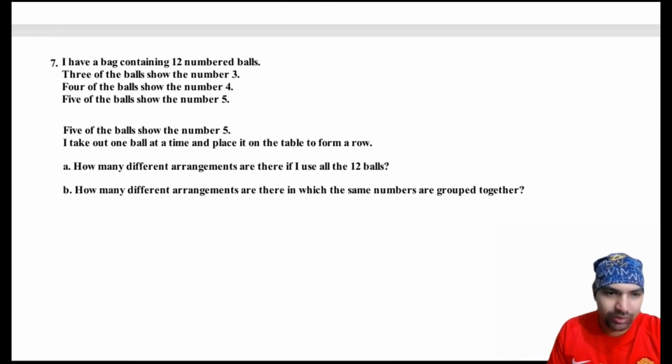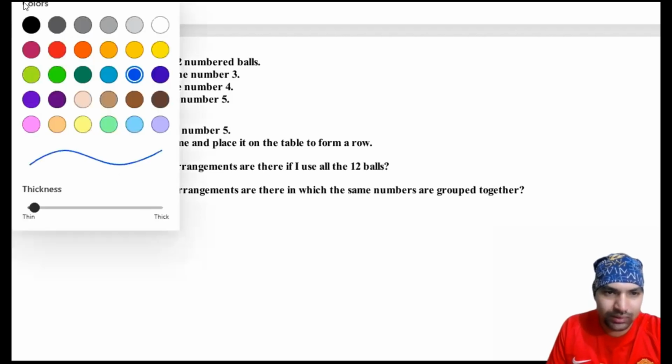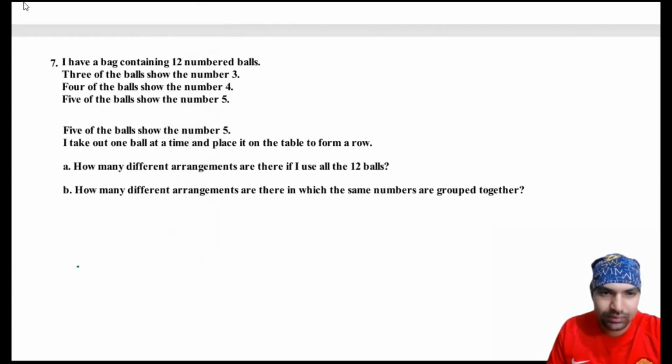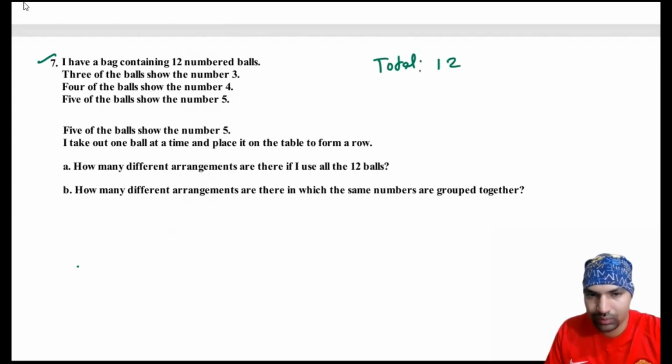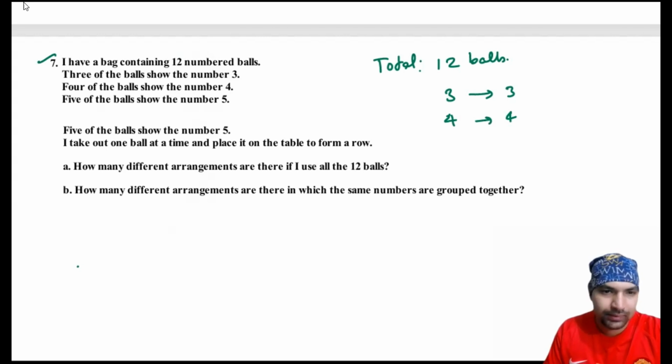Perfect. Now coming on to the last question for this concept, let's discuss what it is. It says I have a bag containing 12 numbered balls. 12 balls are there. 3 of the balls show the number 3. 4 of the balls show the number 4. Next, 5 of the balls show the number 5.